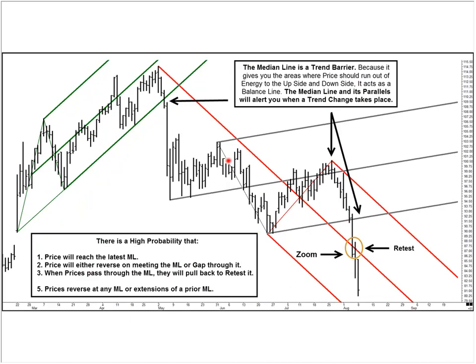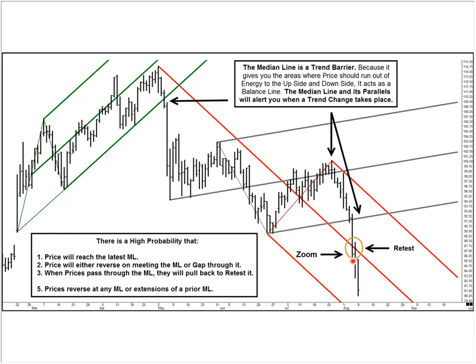It makes its target of the median line, and this is extremely important in the proprietary trading that I do, and I'm a sovereign wealth fund trader for those of you that don't know. It's extremely important. This is one of my favorite entries, a zoom and retest. We come through the median line with lots of force. We accelerate through. What did Andrew say? Prices will reverse on meeting the median line or gap through it. In this case, and I added earlier, accelerate. It came to the median line and accelerated through.